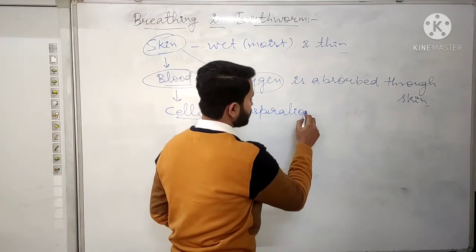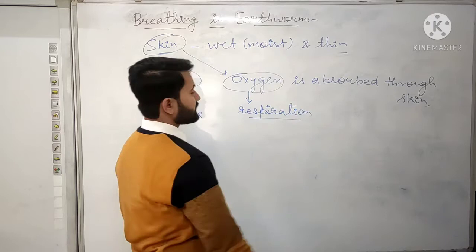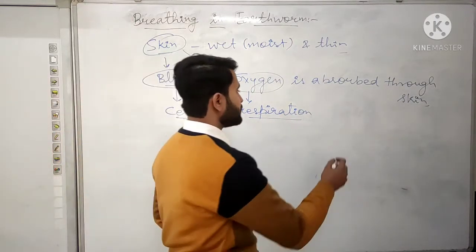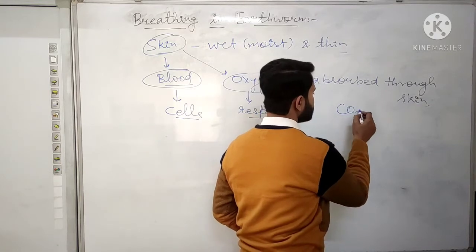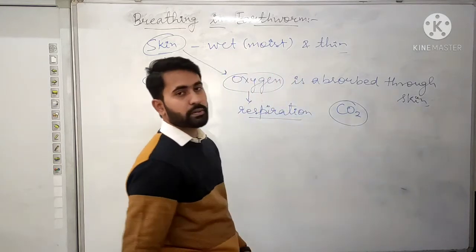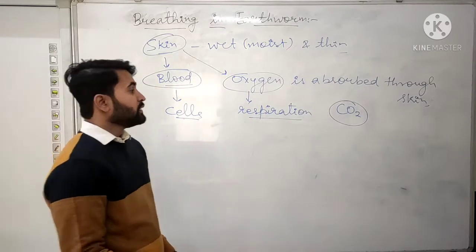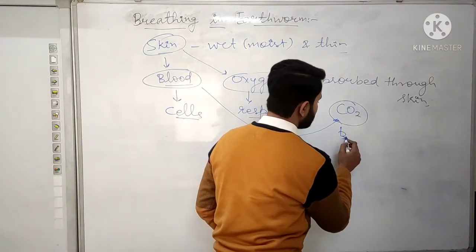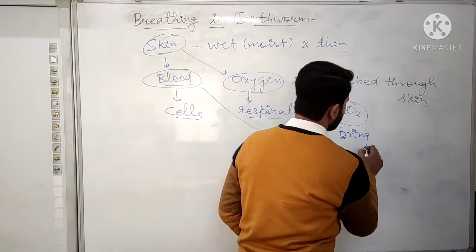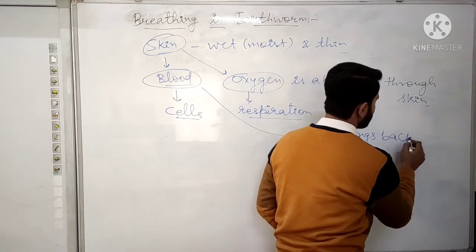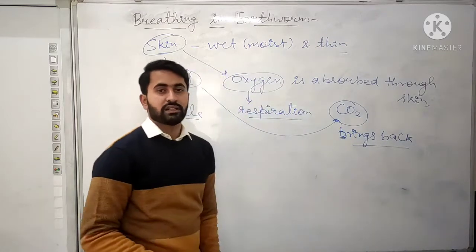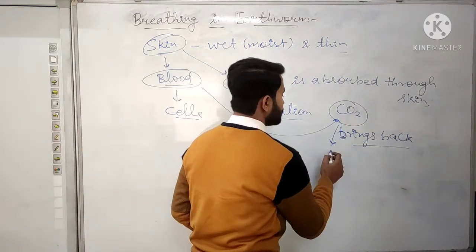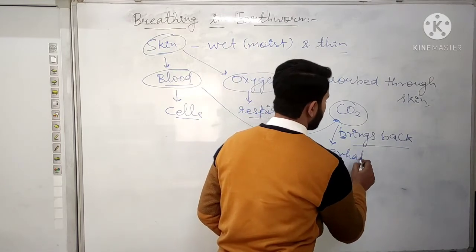This oxygen is then used for respiration. In respiration, carbon dioxide is produced in the cells. So this blood then brings back this produced carbon dioxide to the skin, and from the skin this carbon dioxide is exhaled out.